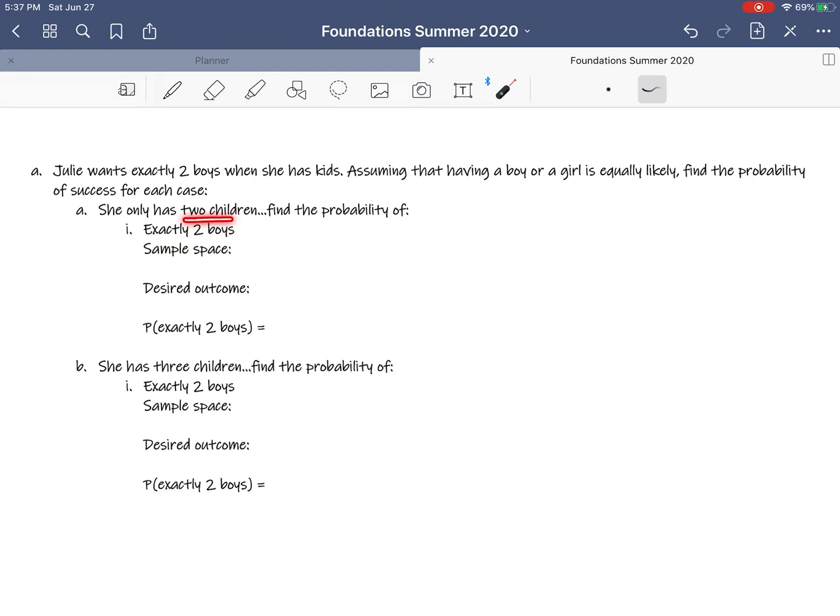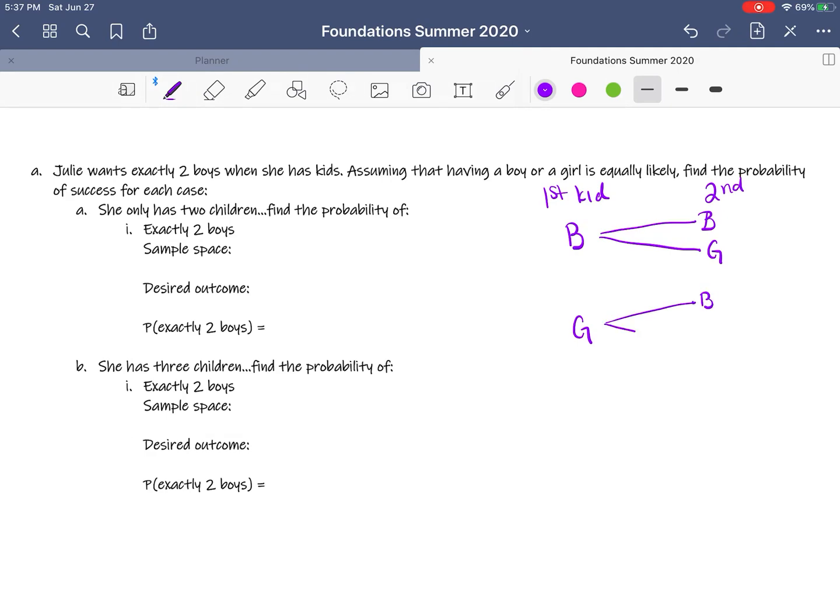So if she has 2 children, I could draw a tree diagram. For her first kid, she could have a boy or a girl. For her second kid, after a boy, she could have another boy or a girl. If she had a girl, she could have a boy or a girl for her second kid. So this is boy, boy. I should do, that's misleading. I should do a colon.